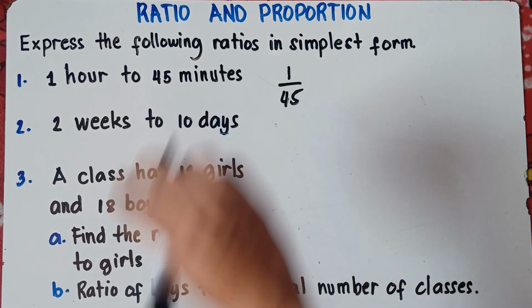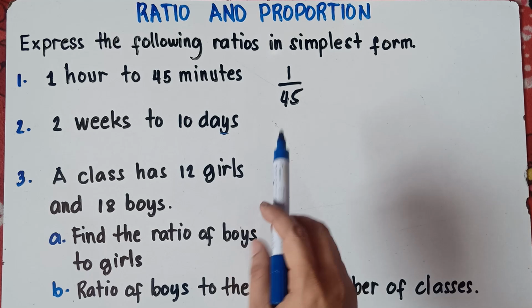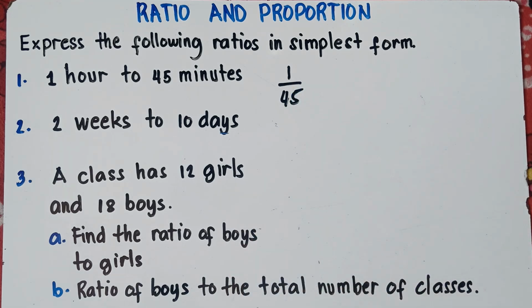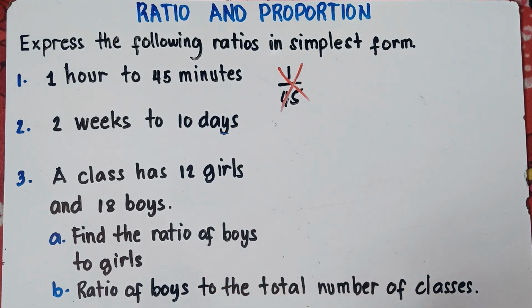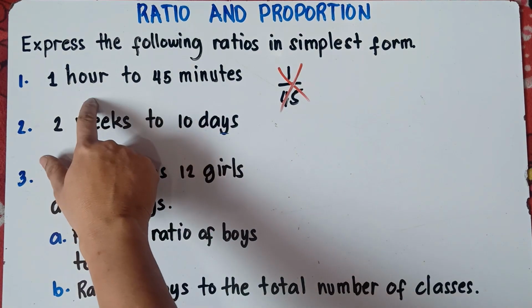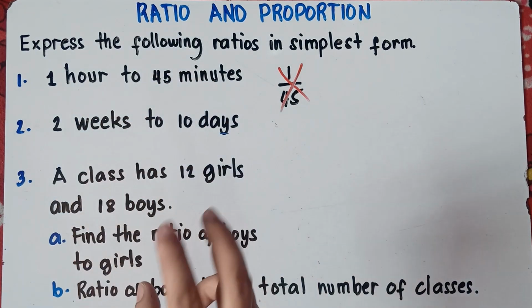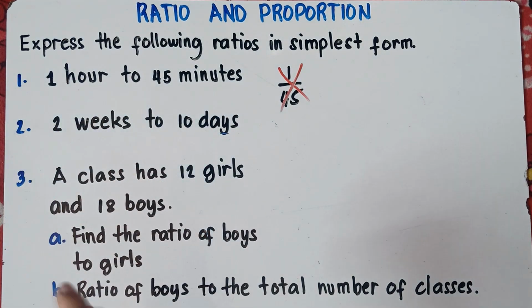So we have 1 hour to 45 minutes, so we cannot write this one directly, class, as 1 over 45. Question, why is that, sir? Because the units, class, are not the same. So if you write 1 over 45, you will commit a mistake. So again, this is wrong, 1 over 45, because the units are not the same. This is hour, this is minutes. So therefore, we need to convert this hour into minutes first before we find the ratio.